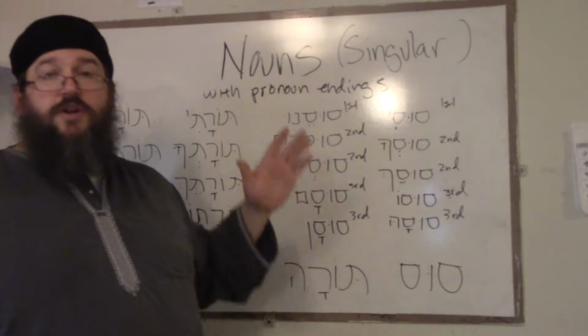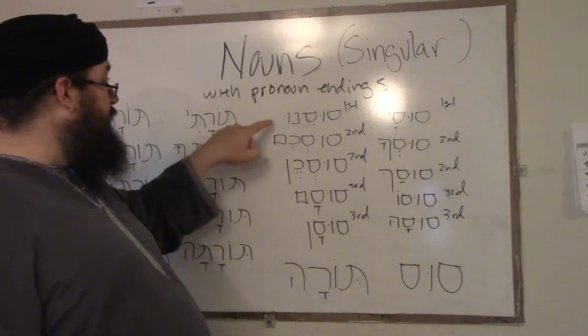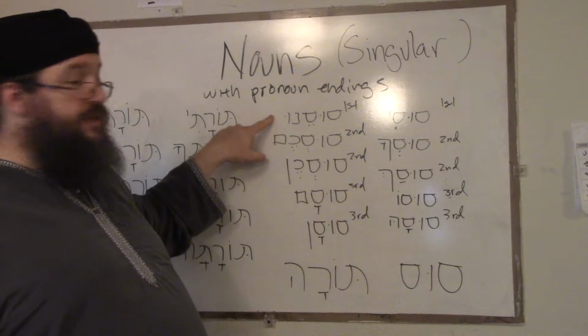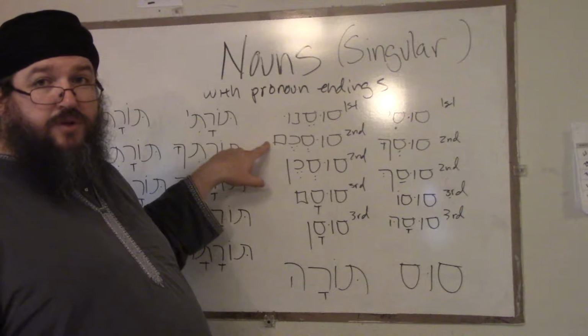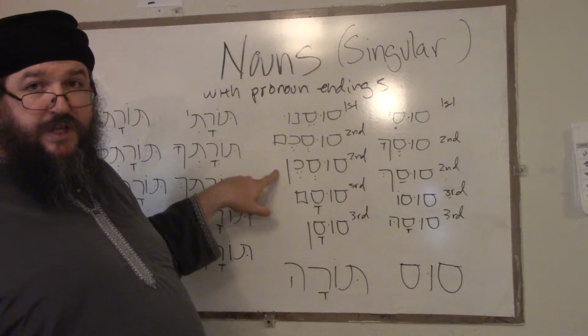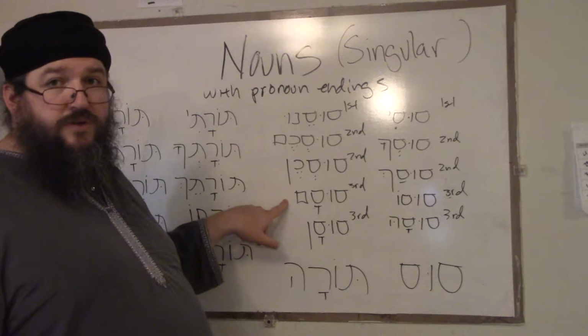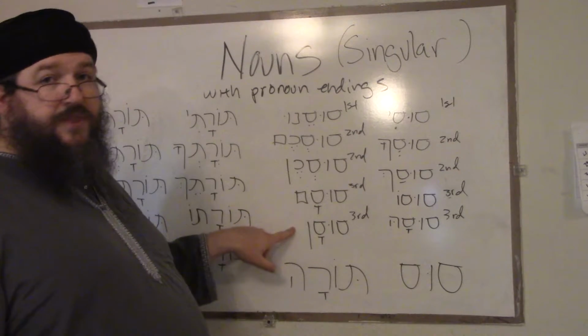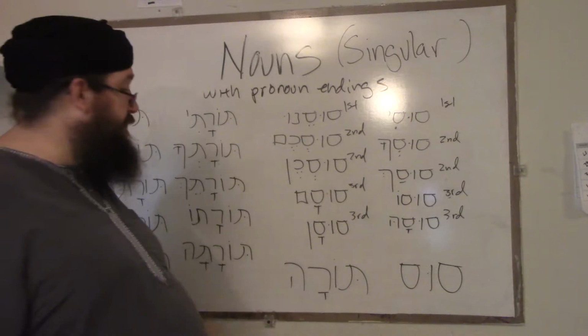And then of course now we're going to go to the plurals. If I want to say our horse, I say susenu. Your horse plural, susechem. Your horse feminine plural, susechen. Their horse, susam. And their horse feminine, susan.